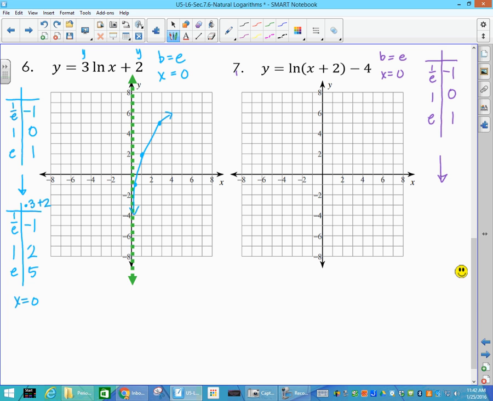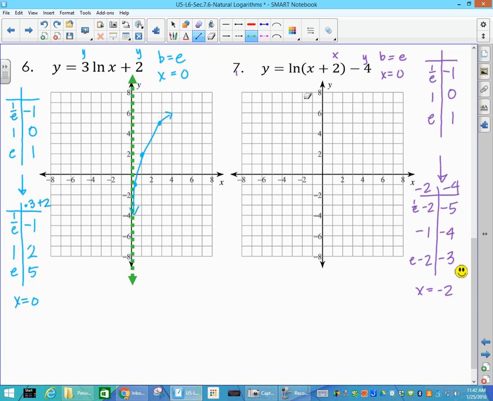Okay? So I'm going to go down to my new points. This is inside, so it's going to affect the x. This is outside, so it's affecting the y. I do the opposite to each x, so it's going to be minus 2. I do the same to each y, so that's minus 4. Negative 1 minus 4. 0 minus 4. 1 minus 4. Okay? 1 over e minus 2. 1 minus 2. And then e minus 2. My asymptote is 0 minus 2. So I got x equals negative 2.